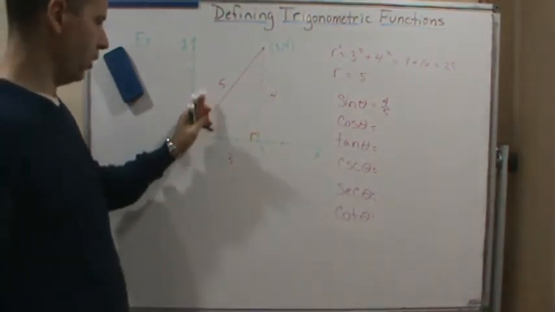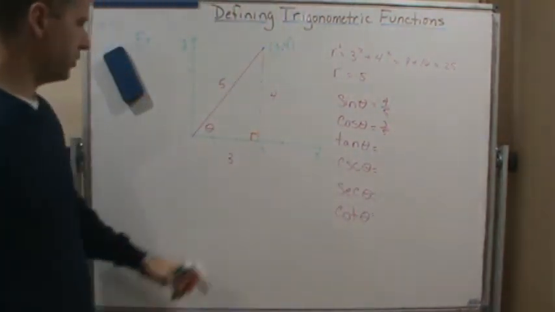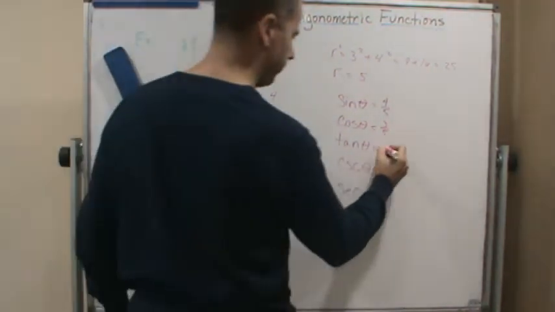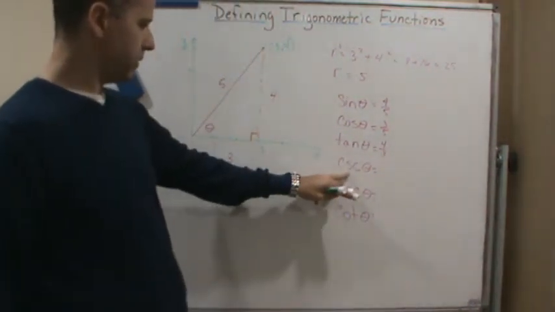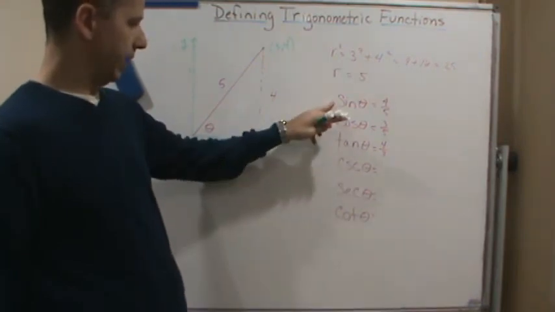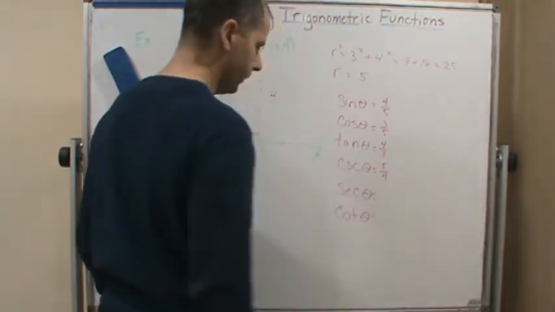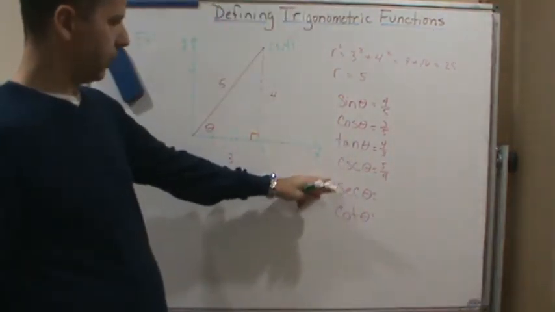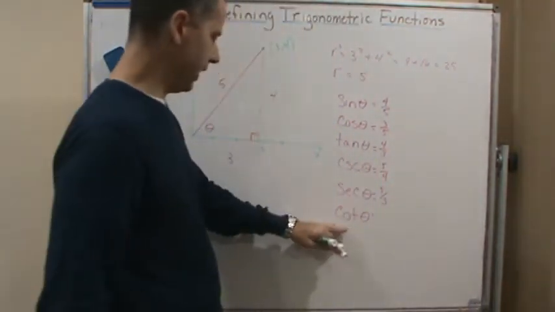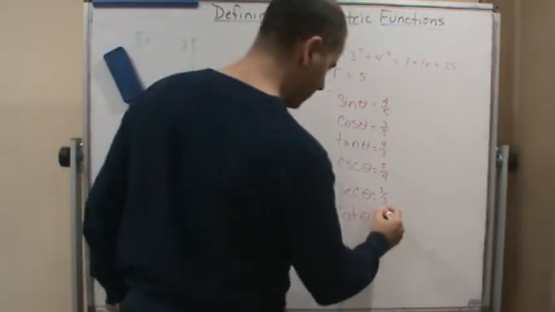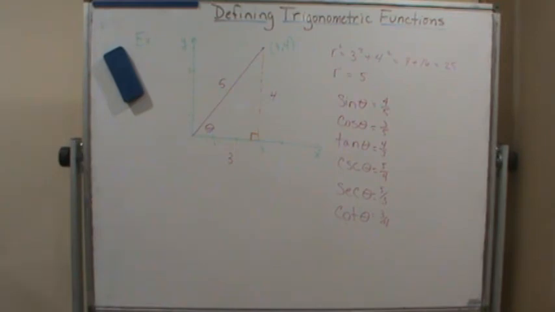Cosine is adjacent over hypotenuse, so that's going to be 3/5. Tangent is opposite over adjacent, so that's going to be 4/3. Cosecant is the reciprocal of sine, so this is going to be 5/4. Secant is the reciprocal of cosine, so this is going to be 5/3. And cotangent is the reciprocal of tangent, so this is going to be 3/4. And that's pretty much it.